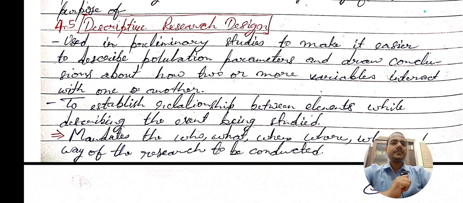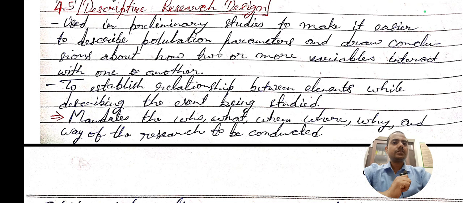Descriptive research design is used in preliminary studies to make it easier to describe population parameters and draw conclusions about how two or more variables interact with one another. Descriptive research design is also used to establish the relationship between elements while describing the event being studied. The mandates of descriptive research design are who, what, when, where, why, and the way of research to be conducted.